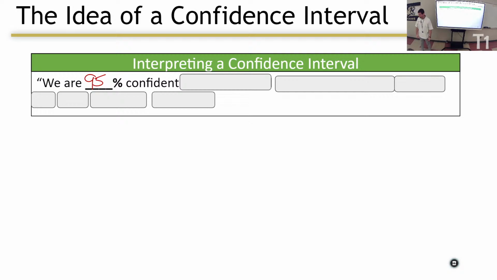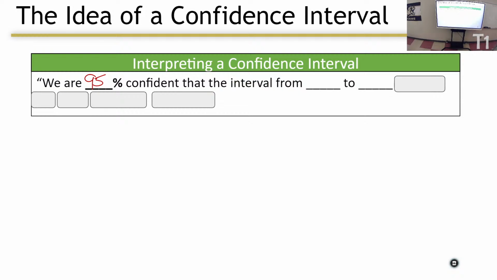Confident. We're going to use the word confident, that the interval, and you can write it in words, or you can say that. Okay, y'all with me? Whatever you got to do, but we got to mention this interval. From here to here, or if you don't want to do from here to here, you can just do the actual interval. We just got to get it in there somehow, some way, some form, some fashion.